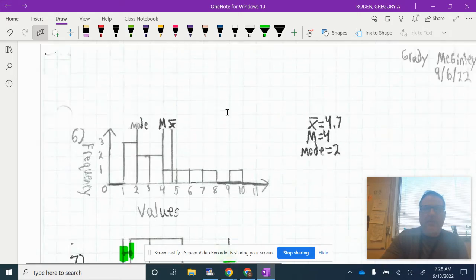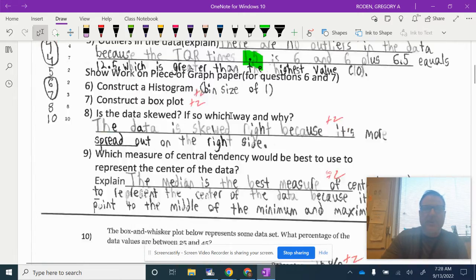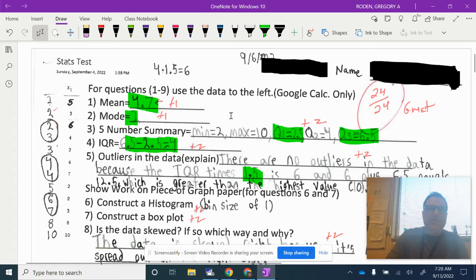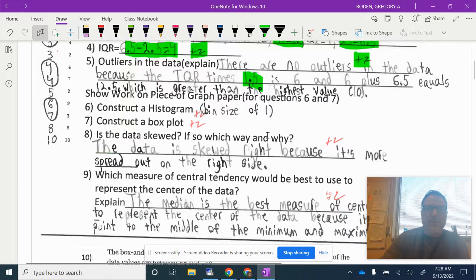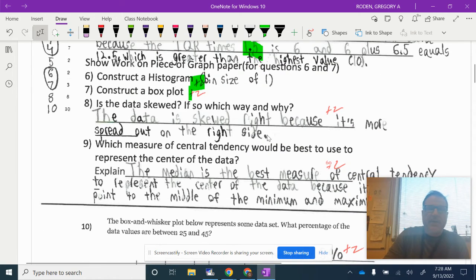All right, so let's go back and look at the points so far so you understand how I'm grading this. The first one was worth 1 point. The second one was worth 1 point. The whole 5-number summary was worth 2 points. The IQR was worth 2 points. Explaining that there were no outliers is worth 2 points, and each one of the histogram and the box plot was worth 2 points.